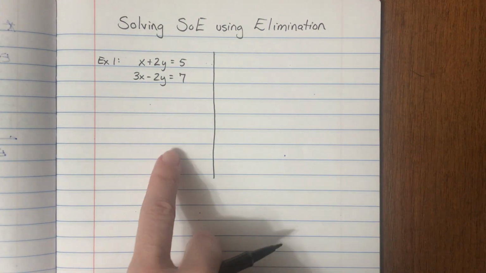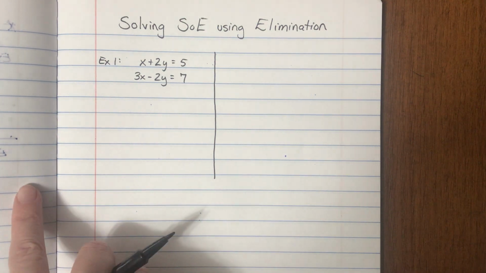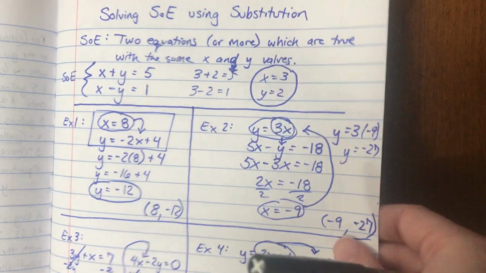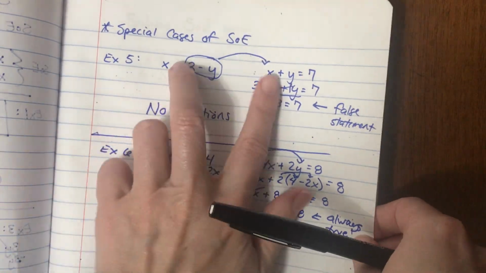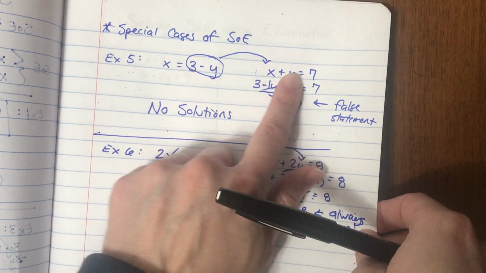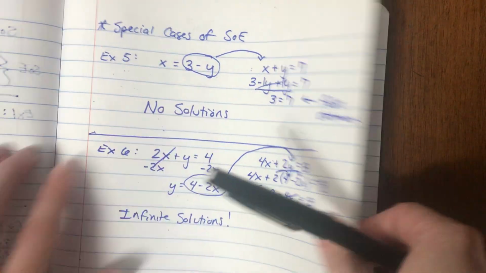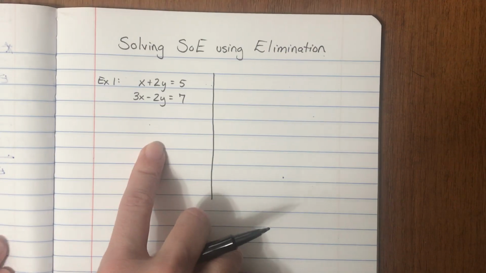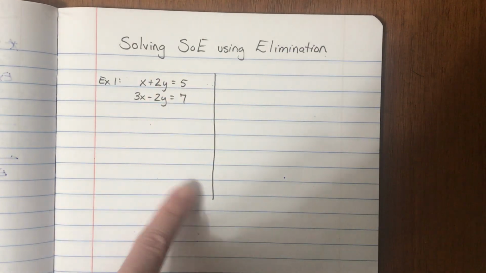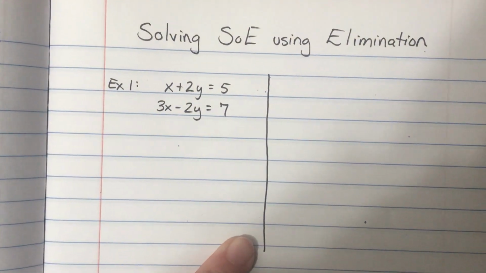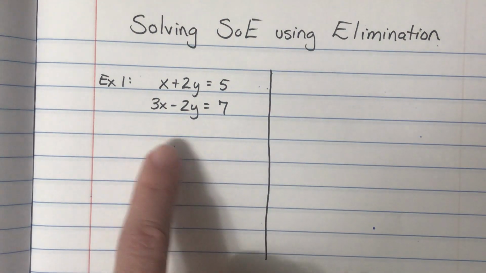Just like I told you last week, when you're solving using substitution, most of the time it's easier if you write the equations horizontally across from each other on the page. When we're using elimination, it's actually better to stack them on top of each other, and I'll show you why. So here's what we mean by elimination.